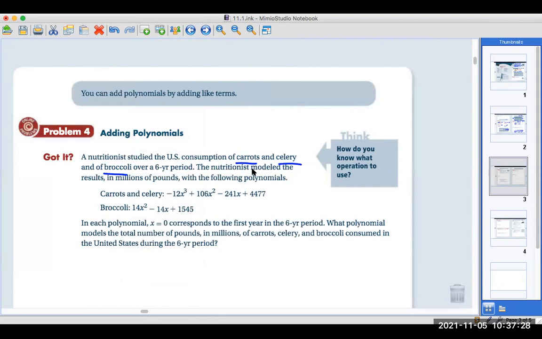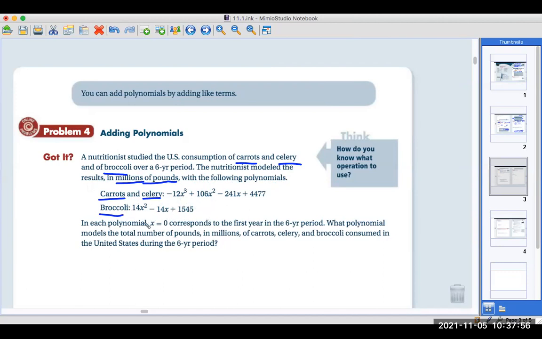The nutritionist modeled the results in millions of pounds. This is important, with the following polynomials. So you can collect data and put it into a polynomial. Okay, carrots and celery, this long polynomial, 1, 2, 3, 4 parts, so we call it a polynomial. And the broccoli, this much, this polynomial.